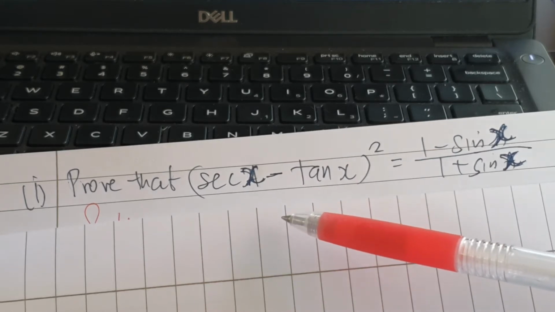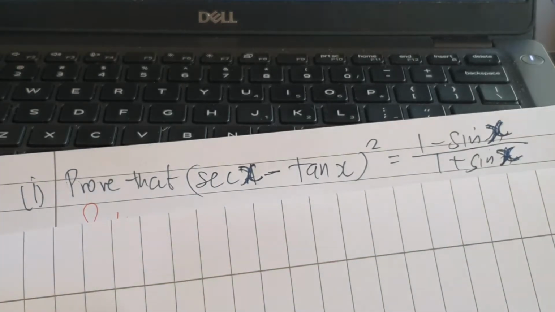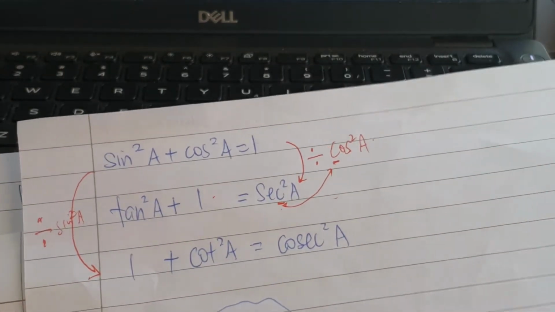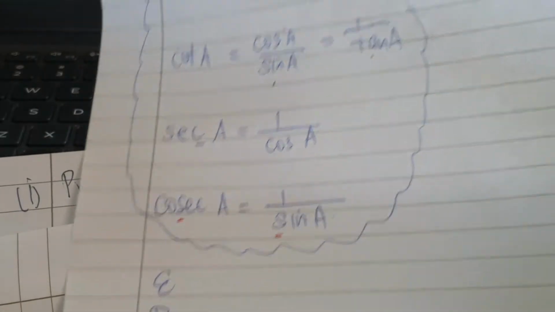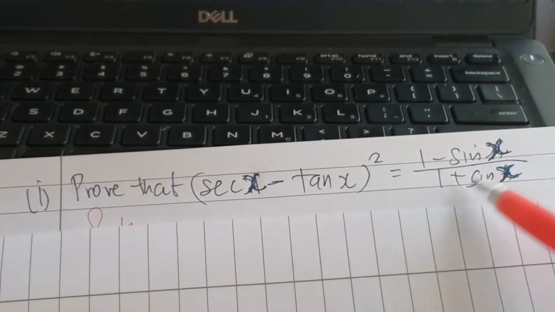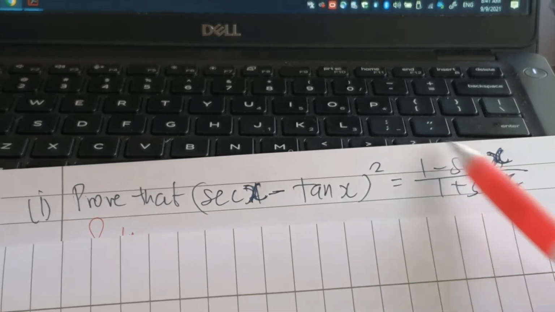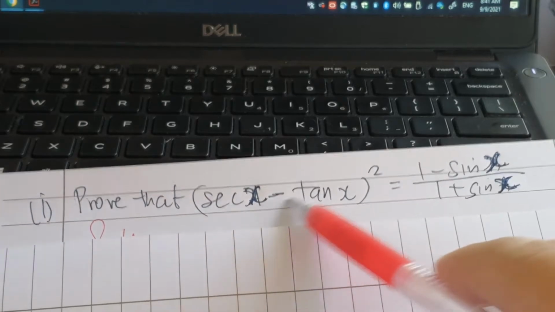But what do I mean by the more complicated side? What I mean is start with the side that you can break down into either this, this, or this. That means they are not the basic ones yet. Remember I told you the basic ones are sine and cosine. So this right hand side is already like the basic one. So it will be tough to break the basic one into this secant and tangent.